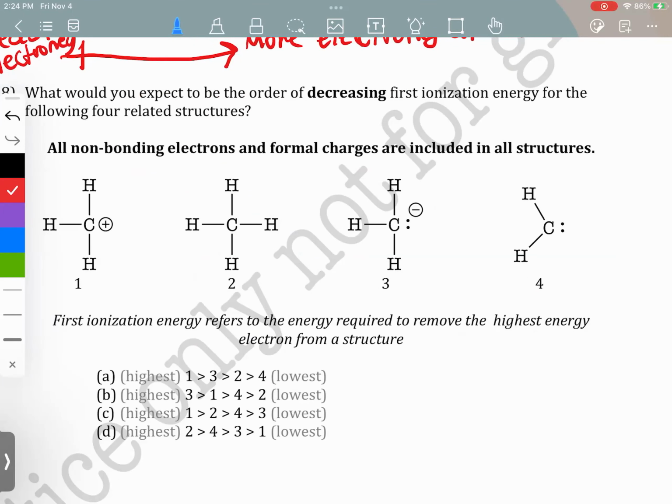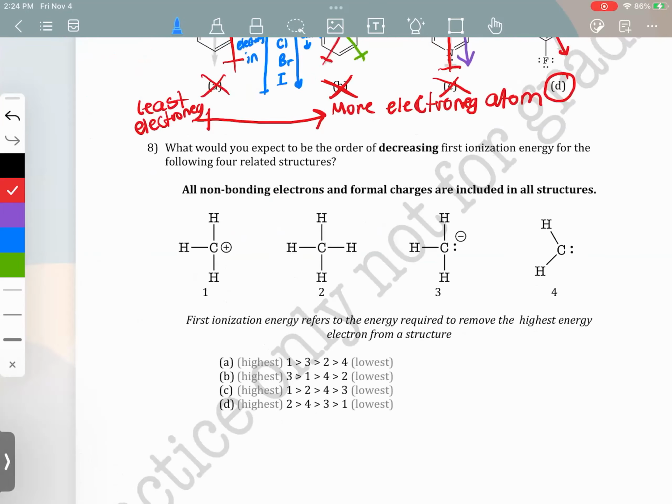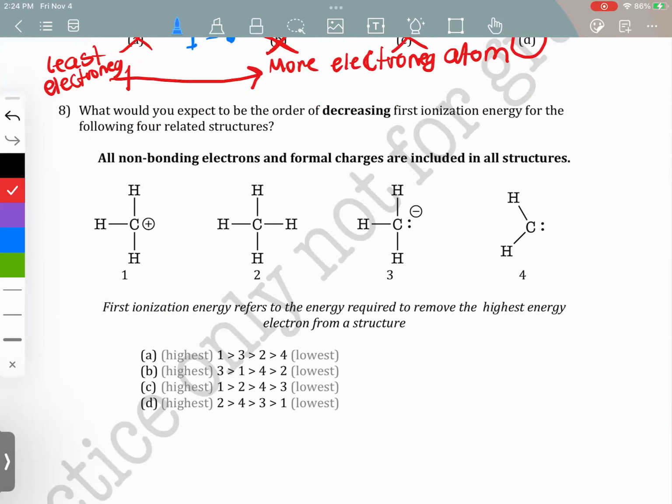So now this question, 8. What would you expect to be the order of decreasing first ionization energy for the following 4 related structures? So all non-bonded electrons and formal charges are included, and there's a hint. So first ionization energy refers to the energy required to remove the highest energy electron from a structure.